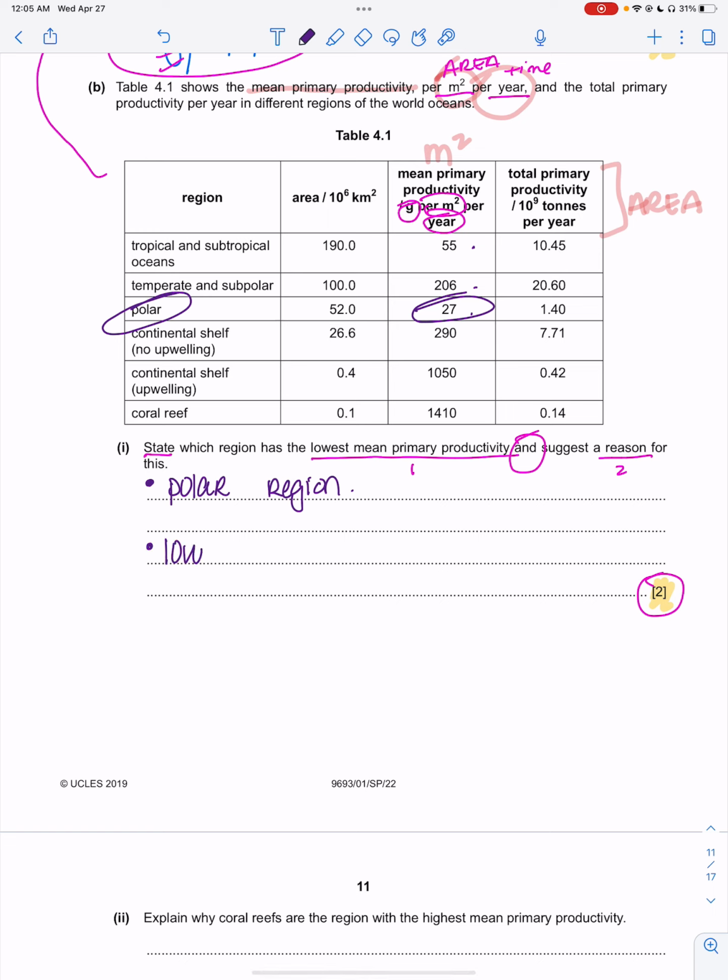So the answer is going to be low light penetration. If it said explain a reason, you would say low light penetration and then photosynthesis. Or not even light penetration. It's not even that. It's low light intensity. It's not like there's a ton of sediment preventing light from penetrating through the water. There's just not a lot of it. Another thing you can say is low temperature.